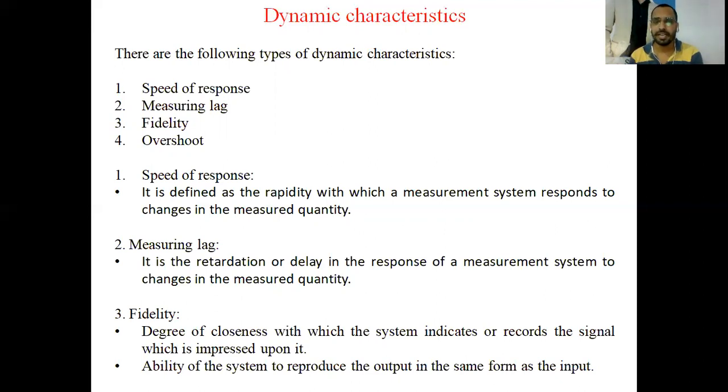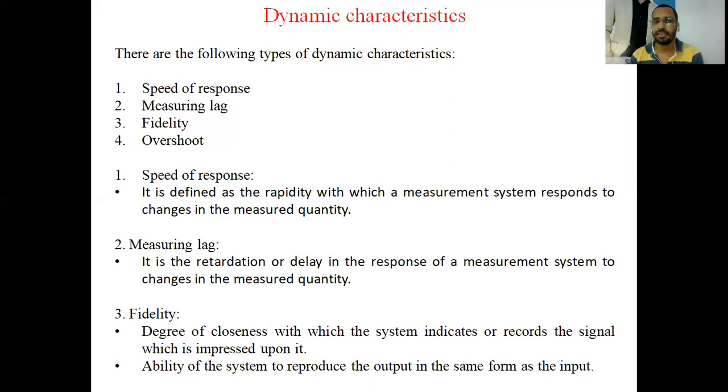Next is fidelity. Fidelity means the degree of closeness with which the system indicates or records the signal which is impressed upon it. It is the ability of the system to reproduce the output in the same form as the input. बेटा एक तरह से आपका एक्यूरेसी है, लेकिन ये टाइम डिपेंडेंट है कि आपका जो सिग्नल है वो ऐसा तो नहीं है कि अप एंड डाउन हो रहा है, बार बार अप एंड डाउन हो रहा है, तो आपको इतना क्लोज मिल रहा है वो स्टैंडर्ड के, अप एंड डाउन होगा तो वो स्टैंडर्ड के क्लोज तो मिलेगा लेकिन उस पर कुछ टाइम कंज्यूम होगा. So that is why it is kept in dynamic characteristic.